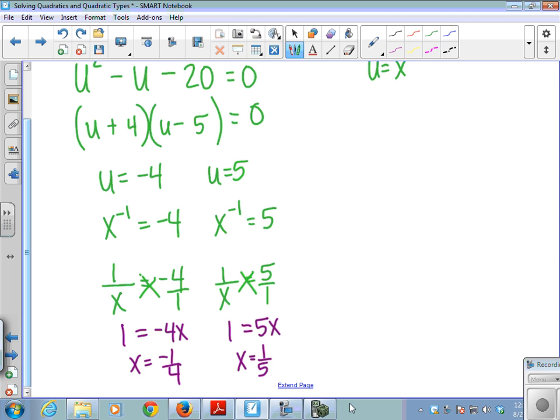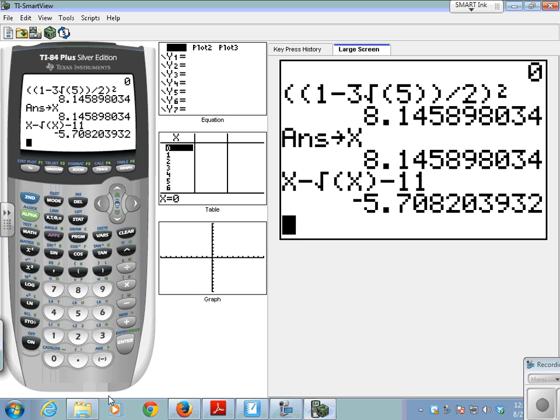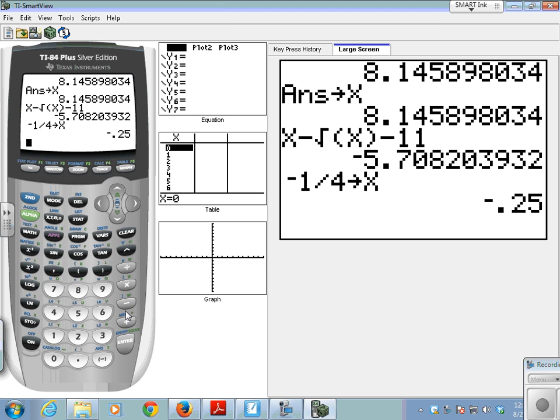Okay, so now I'm going to check both of those solutions. So all we're going to have to do is plug in negative 1/4 and store it for x. So I'm going to take negative 1/4, store it for x, and type in my original equation. So my original equation is x raised to the negative 2 minus x raised to the negative 1, and then minus 20, and it should give us 0.